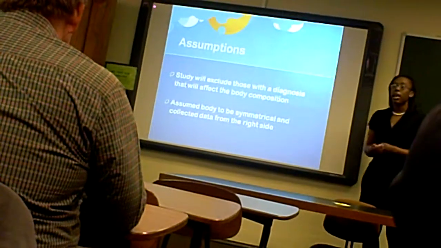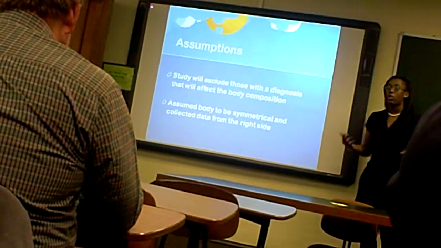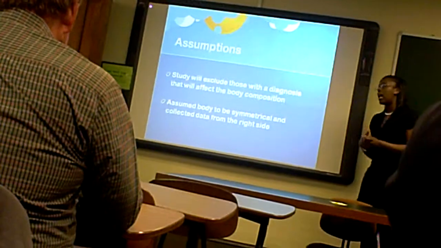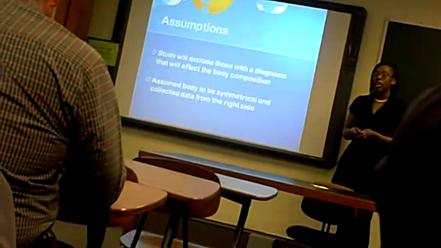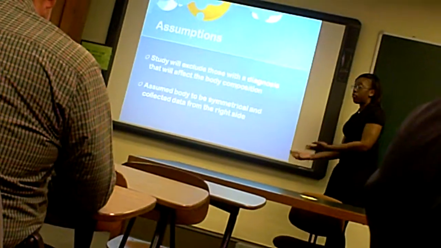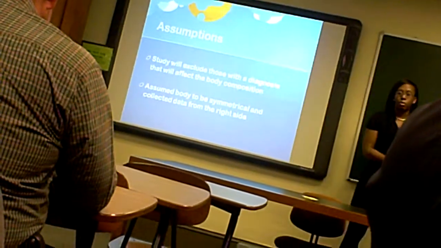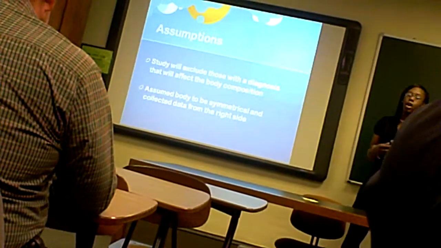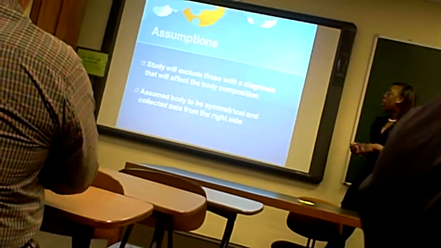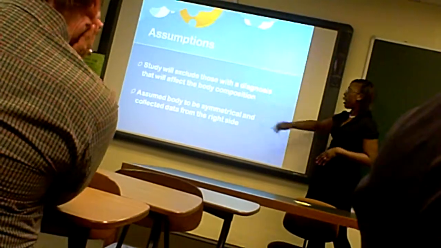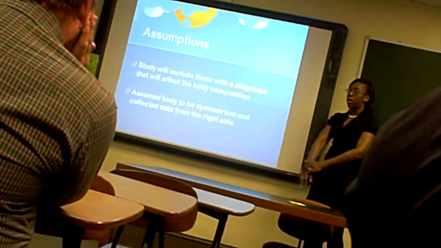So the assumptions I made before collecting my data is that I would exclude a subject that had a diagnosis that would affect body composition. So that could be anything as mild as a flu or anything as severe as cancer, but anything that prevented you from performing everyday activities was a cause to be excluded from this study. Also, I assumed the body to be symmetrical, and I collected data from the right side of the body.